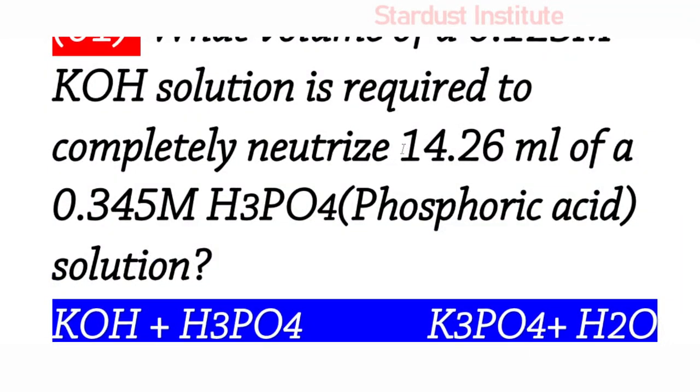Volume of this phosphoric acid solution is 14.26 milliliters. Molarity of this phosphoric acid solution is 0.345 M. M means molarity, that means in 1 liter or 1000 milliliters of this phosphoric acid solution, there are 0.345 moles of phosphoric acid. Now we need to find in 14.26 milliliters of this solution how many moles of phosphoric acid there are.